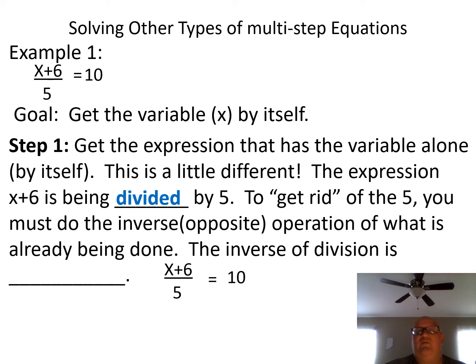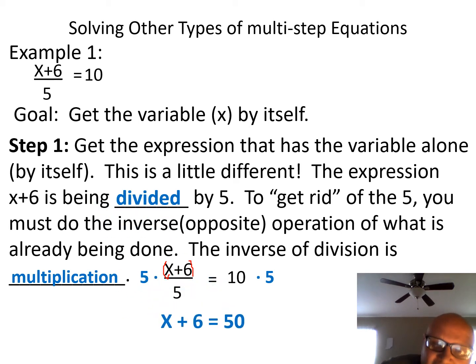So do the inverse operation, which is multiply. What do you suppose we multiply by? 5. It's no different. If we used to just have x over 5, we would multiply by 5. This right here is really like being in parentheses. It's like one whole thing: x plus 6 all divided by 5. You multiply by 5, and then you get x plus 6 equal to 50. So the 5's cancel out, just like if it was just x over 5 in a one-step equation.